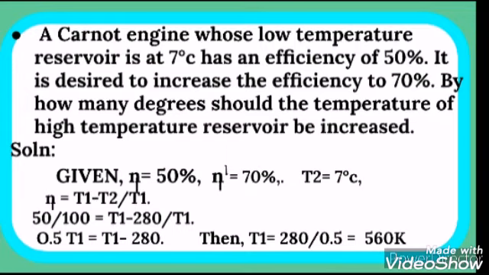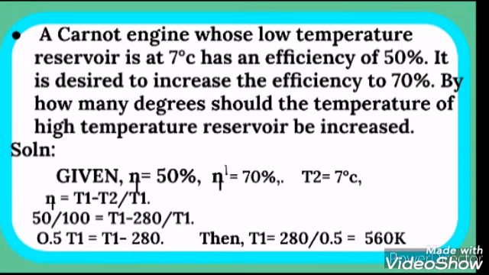So, there is one Carnot engine whose low temperature reservoir is at 7 degrees Celsius, which is nothing but the temperature of the sink. At that time, the efficiency of the engine is 50%. And they desire to increase the efficiency of that engine up to 70%. But they don't know by how many degrees the temperature should be increased to get an efficiency of 70%. Hence, we have to find out how many degrees the temperature of the high temperature reservoir, which is nothing but the temperature of the source, should be increased.